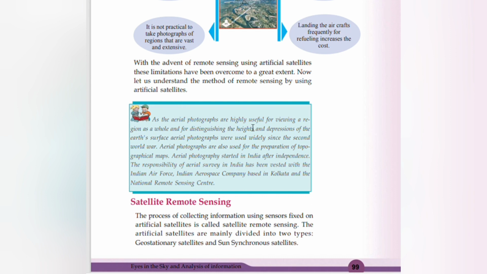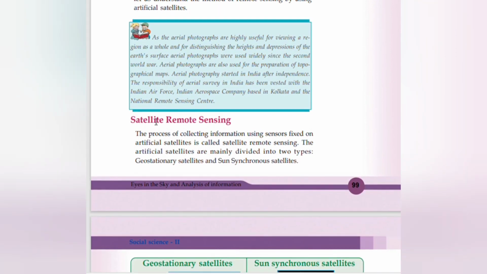As aerial photographs are highly useful for viewing a region as a whole and for distinguishing the heights and depressions of the Earth's surface, they have been used widely since the Second World War. Aerial photographs are also used for the preparation of topographical maps. Aerial photography started in India after independence. The responsibility of aerial survey in India had been vested with the Indian Air Force, Indian Aerospace Company based in Kolkata, and the National Remote Sensing Center.